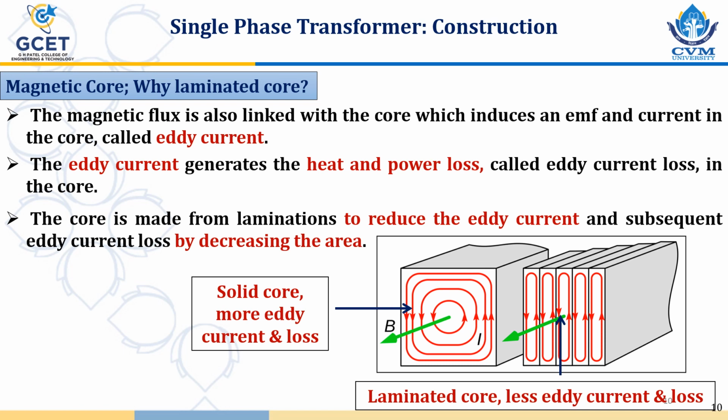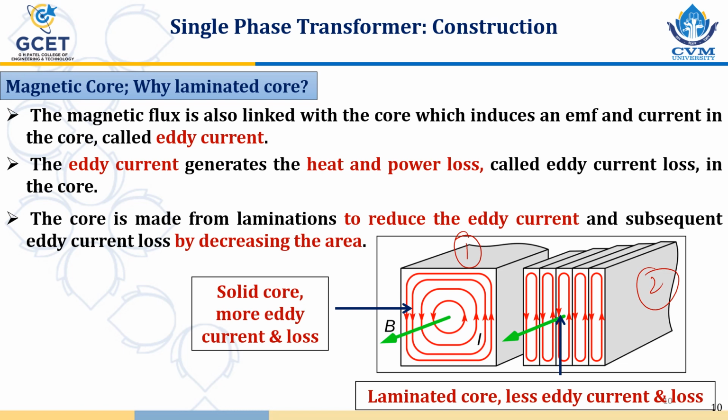To understand this question, observe the two diagrams. Let's say this is diagram number 1 and this is number 2. In diagram 1, the core is solid. As a result, it has a larger area. And when current flows through the primary winding, it generates the magnetic flux. This flux flows through the core and links with the secondary winding.